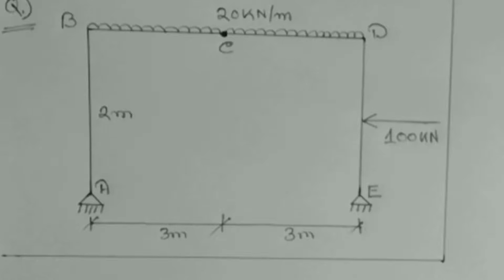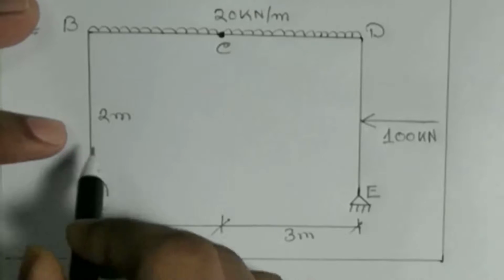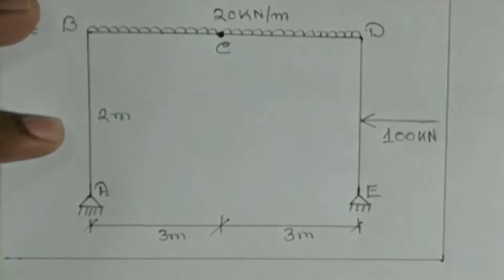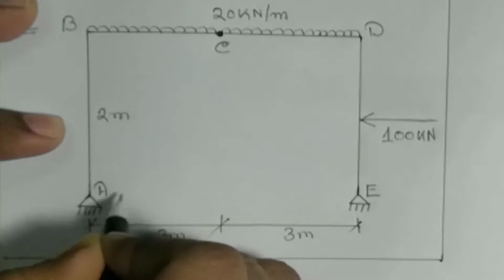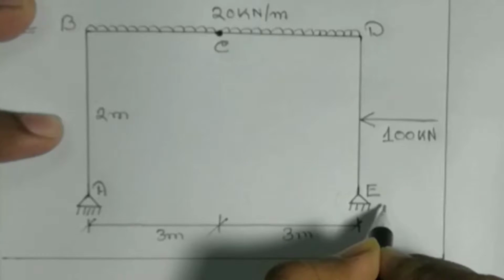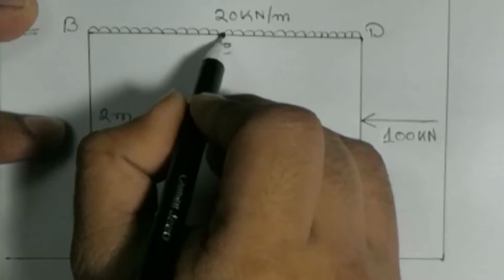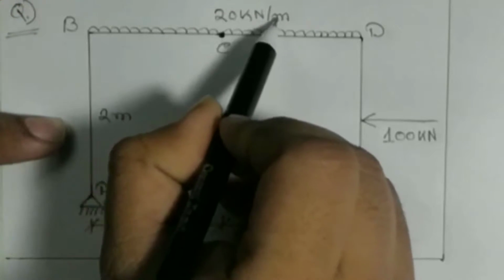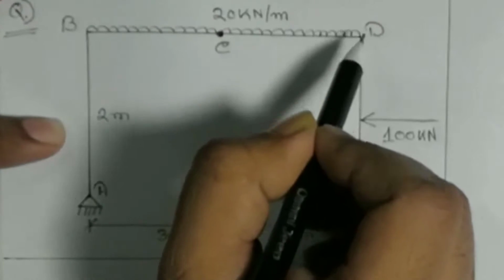So the question is given like this. This particular frame is a frame A, B, C, D, E. Here I can see that point A, that is the support A, is a hinge support. Support E is also a hinge support. Point C is an internal hinge. And a uniformly distributed load is acting throughout the span BD.